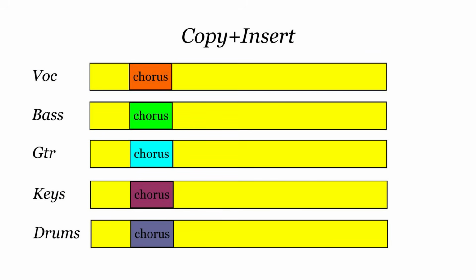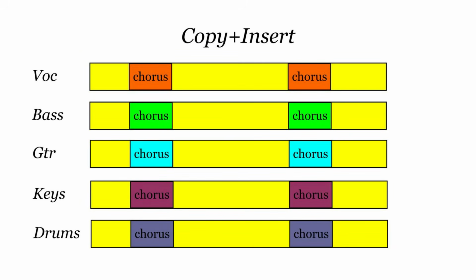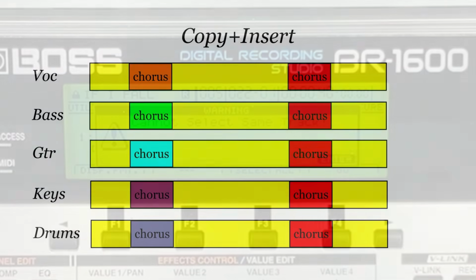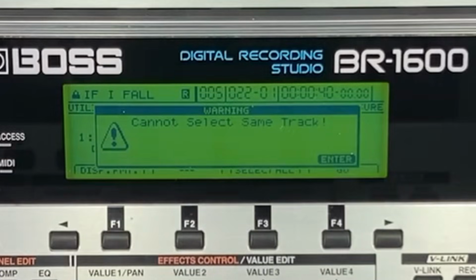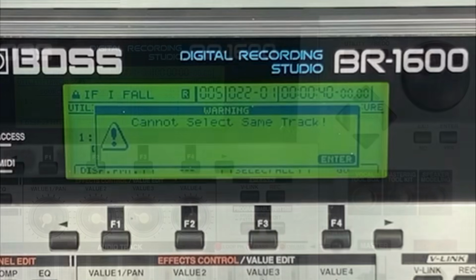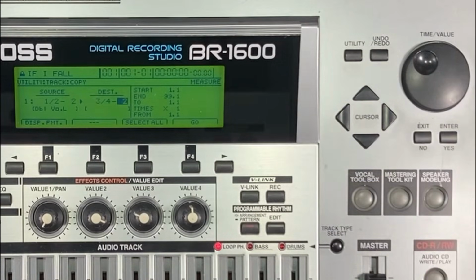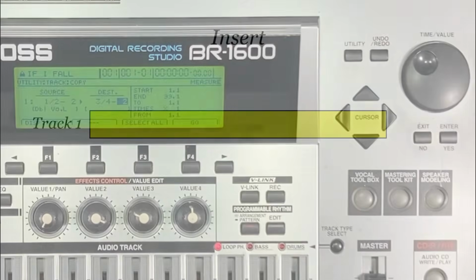You would assume that copy and insert would be perfect for copying a section like a chorus or a bridge to another part of the song. Unfortunately, this is not the case. Copy and insert will not let you select the same track for both source and destination. Doing so will bring up an error when you try and execute the edit. Because the audio has to be moved to another track, it makes any application of copy and insert very limited. To date, I'm yet to find any practical use for it.